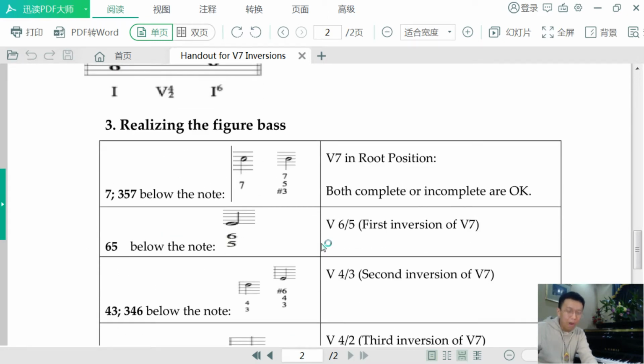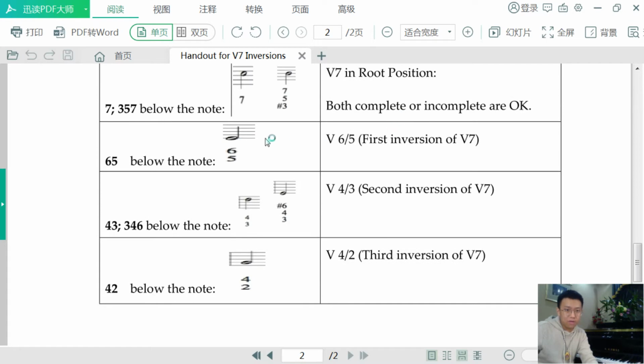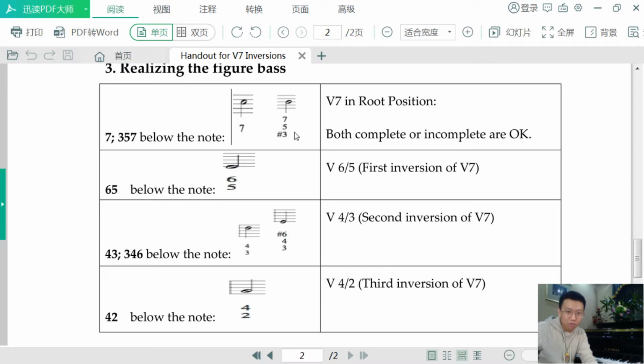Also, we talked about how to realize the figured bass. This is a picture: if the 7th or 7-5-3 is below, it is considered a 5-7 in root position. 6-5 will be a 5-6-5. 4-3, 4-3-6 will be considered a 5-4-3. And remember, if there is a sharp or natural below the note, it tells you that in the minor key, the leading tone should be raised by a half step, like in A minor. The 7th should move up by a step. And 5-4-2 just shows the 4-2 below the note.